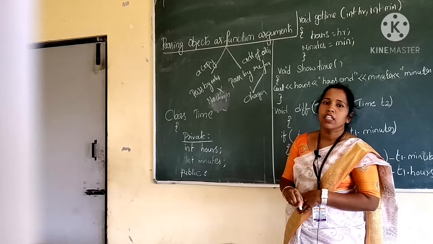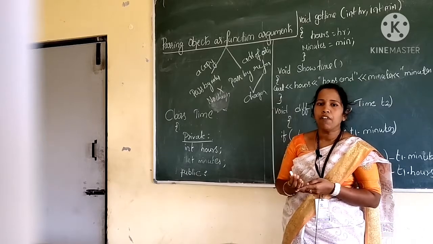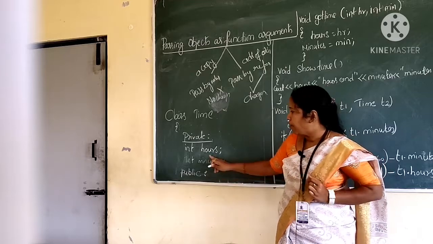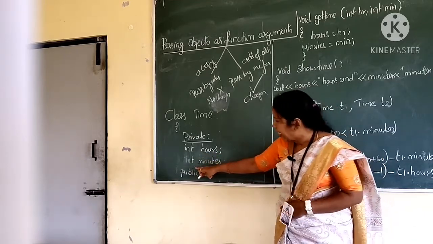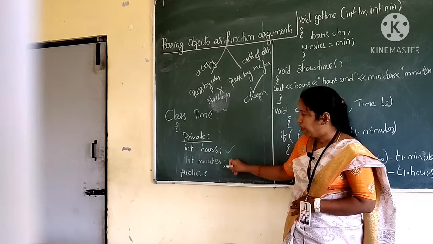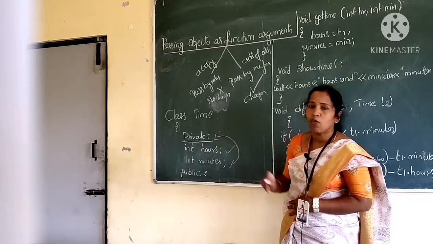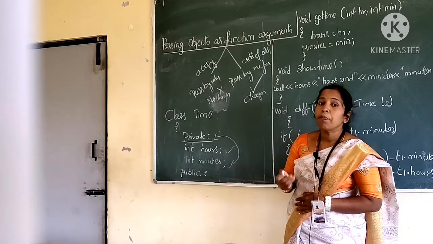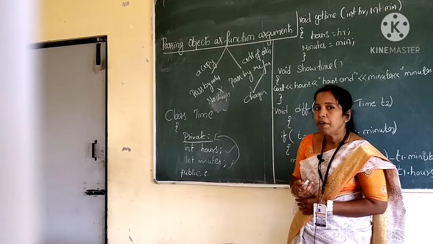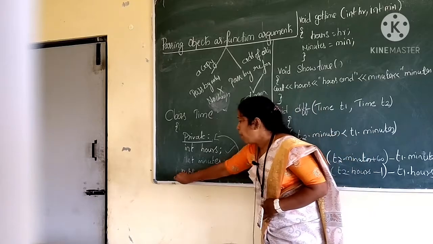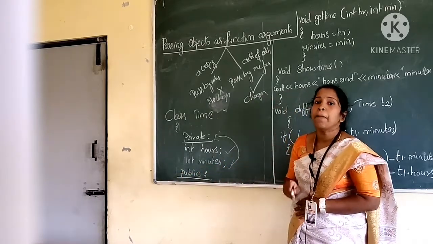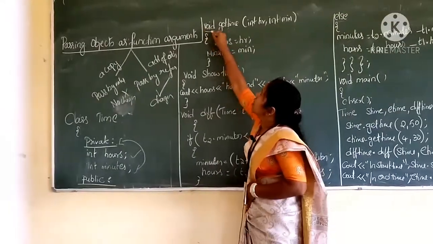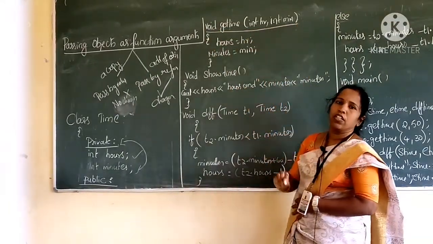Now data members. Under private, Time will have only two data members, hours and minutes. So I have taken int hours and int minutes. These two are private data members, so data members are finished. Now member functions. I am declaring the member functions under public.